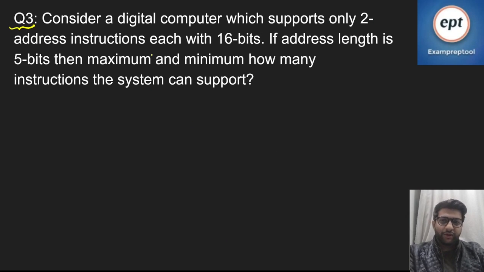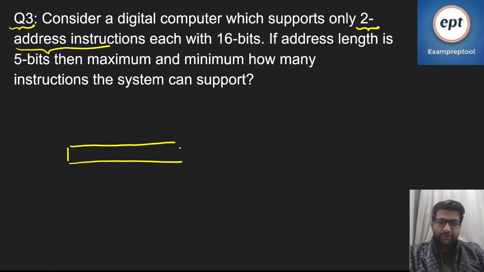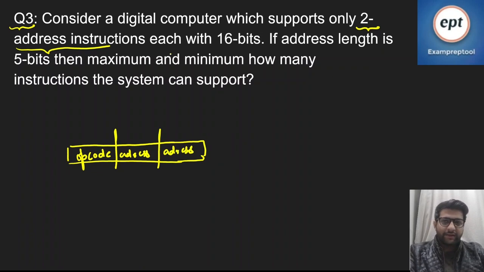Let's move on to question number 3. This is also a similar question. Just pause this video and try to solve this question on your own once. It is given that consider a digital computer which supports only two-address instructions. First of all, we will draw the instruction format. There will be one opcode and then two fields for addresses. Each instruction is 16 bits, so the length of the instruction is given as 16 bits.